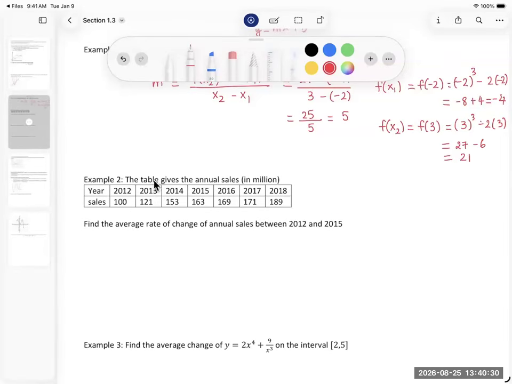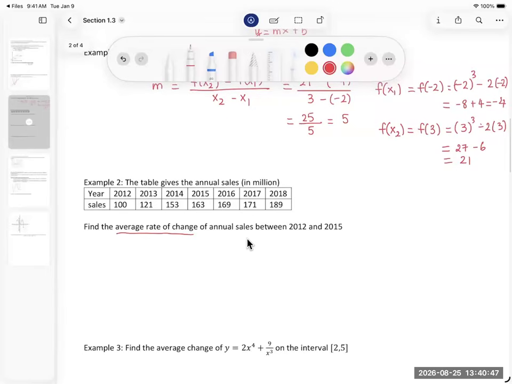Now, for example 2, the table is given the annual sales in millions per year. So we want to find the rate of change of the annual sales. I don't know if this is linear or nonlinear, but they ask for finding the average rate of change. So all I have to do is find the change in the output, divide by the change in the input, and then we will be able to find the average rate of change between the 2 years.